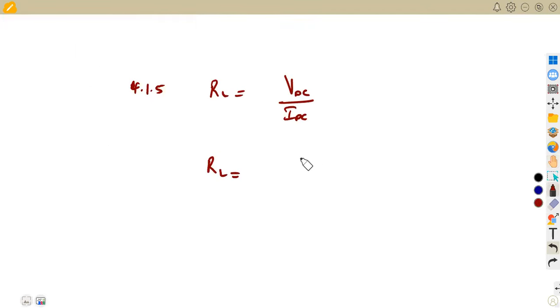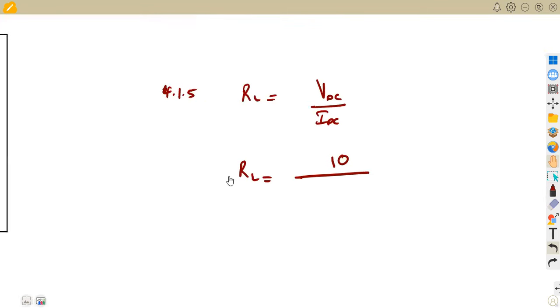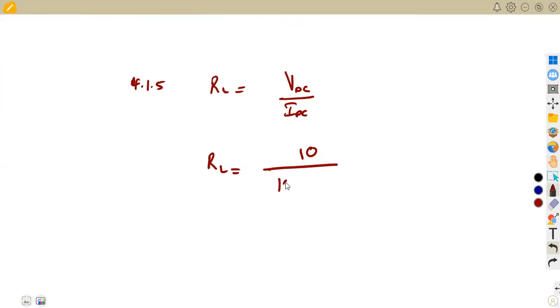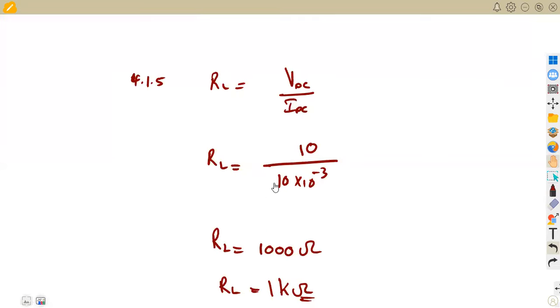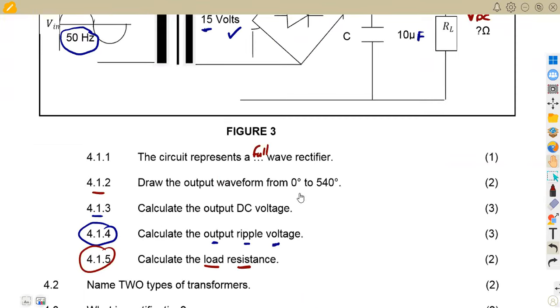All right, so this is going to be 10 over the current that is flowing at the output. At the output, there's a current of 10 milliamps, so we are going to divide by 10 milliamps. All right, so that's it. We have got the resistance across the load, which is going to give us 1000 ohms, which is the same as 1 kilo ohm. Remember, that's 1000, that's a kilo in this case. Okay, so that was the question.